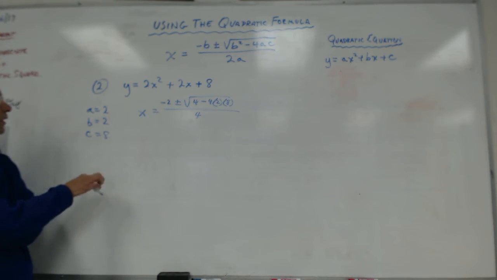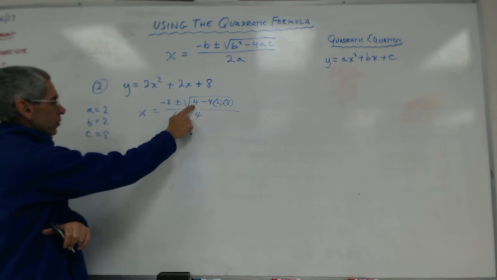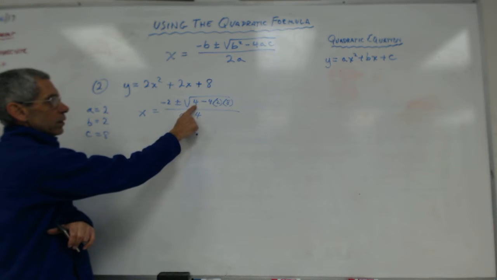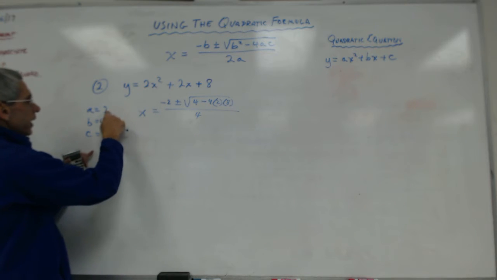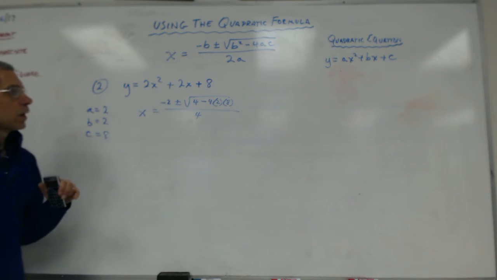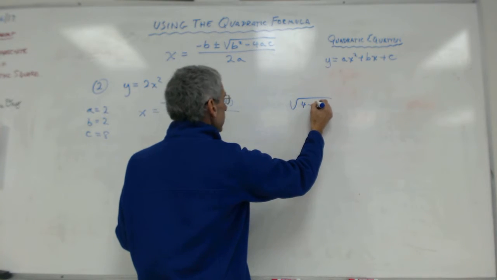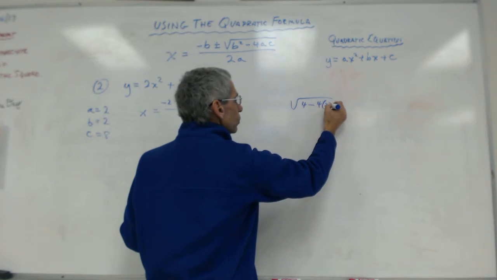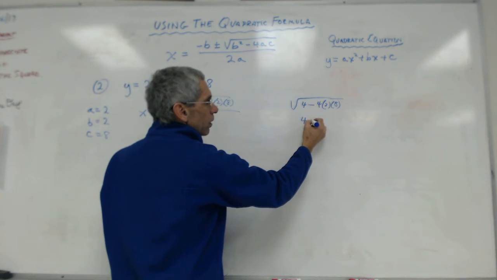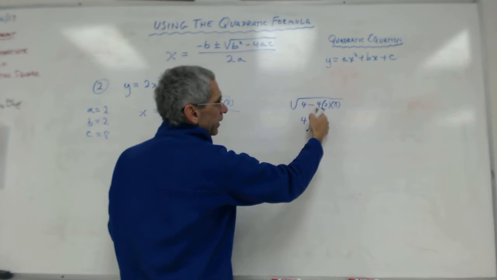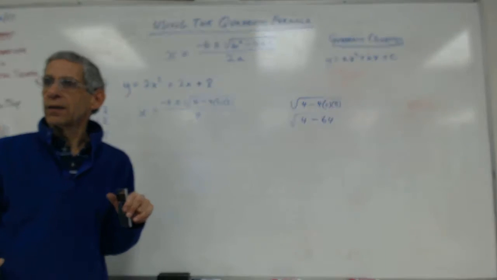x is equal to negative b. B is 2, so negative 2, plus or minus the square root of b squared, which is 2 squared, which is 4, minus 4 times a times c, all over 2 times a, 2 times 2, which is 4. All right? So the first thing I do, and I often do this off to the side, I just do 4 minus 4 times 2 times 8 and see what I get. 4 minus 4 times 2 is 8. 8 times 8 is 64. All right, this is the square root of this. What is that going to be?